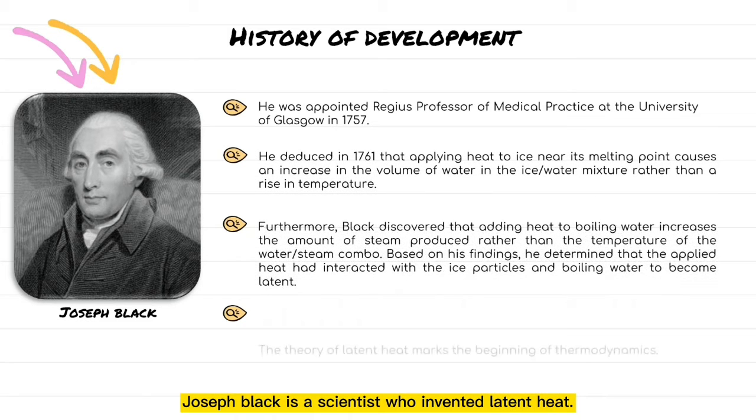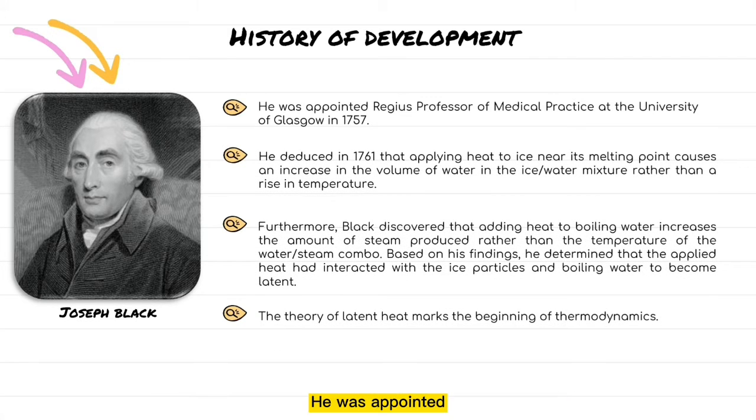Joseph Black is a scientist who invented latent heat. He was appointed Regius Professor of Medical Practice at the University of Glasgow in 1757. He deduced in 1761 that applying heat to ice near its melting point causes an increase in the volume of water in the ice-water mixture rather than a rise in temperature.